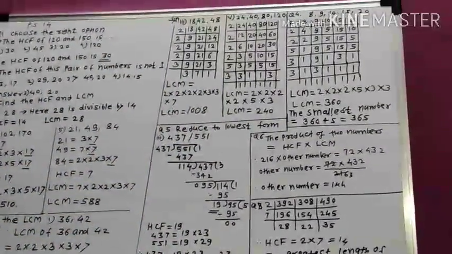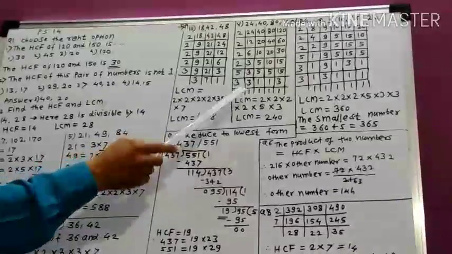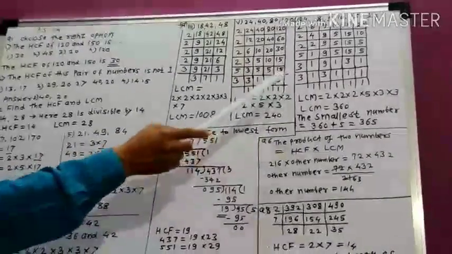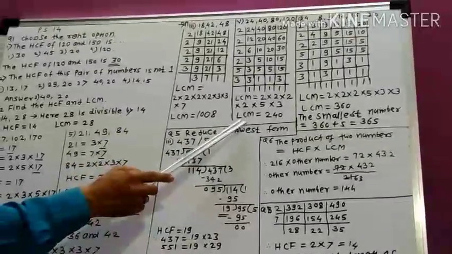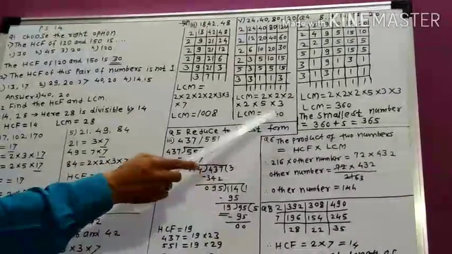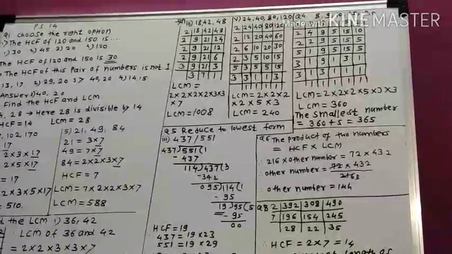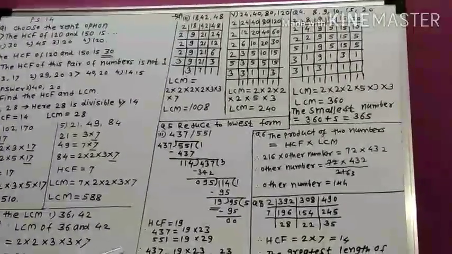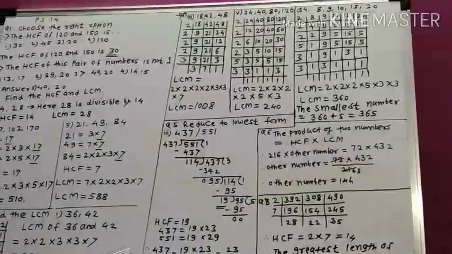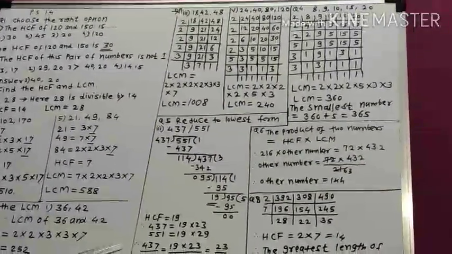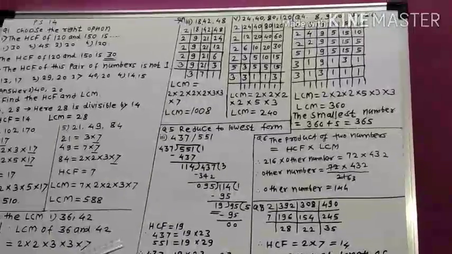In this way, to calculate LCM, take the product of these prime factors. 2 into 2 into 2 into 2 into 5 into 3. All these have product 240. Therefore, 240 is the LCM of the given three numbers 24, 40 and 80. In this way.